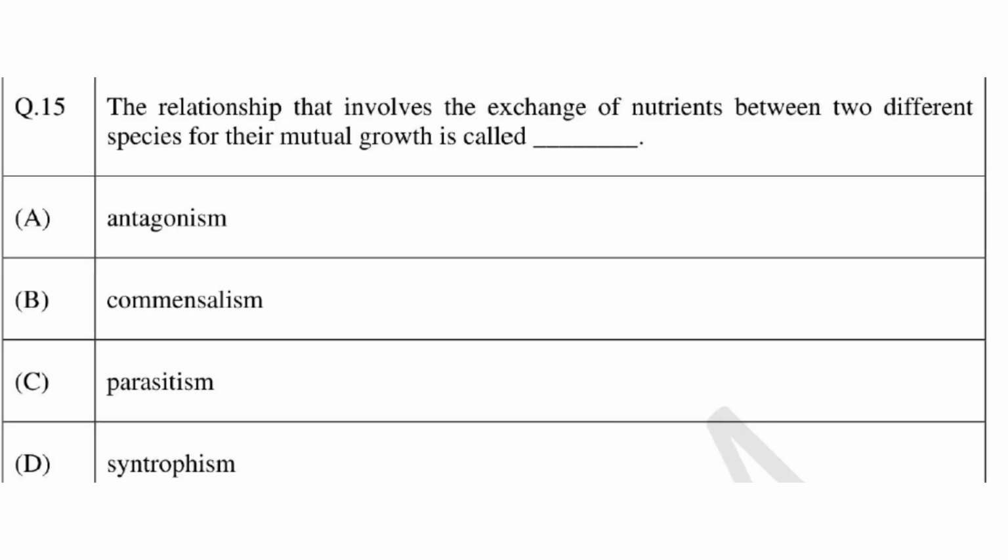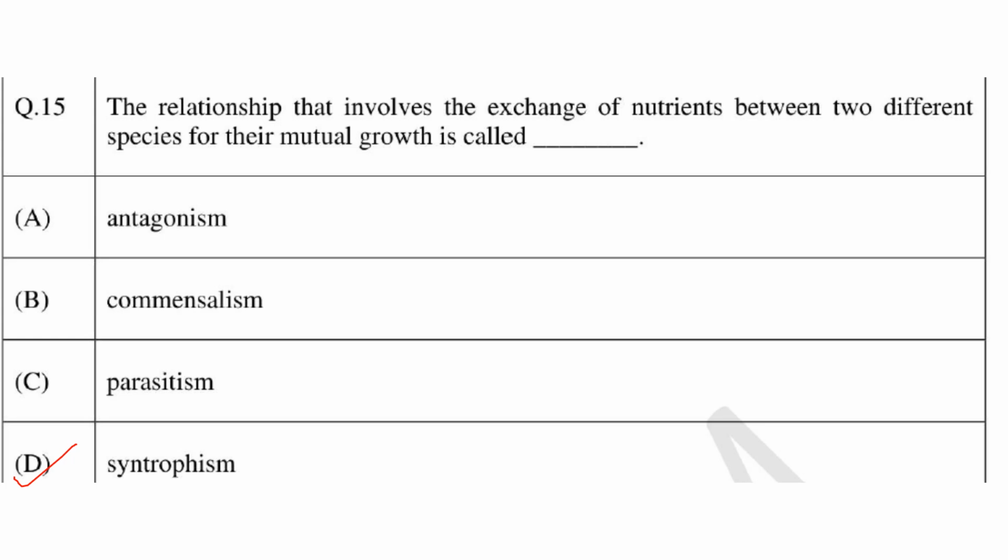Then next one. The relationship that involves the exchange of nutrients between two different species for their mutual growth is called syntrophism. It is also a kind of mutualism. An example of syntrophism for you to understand easily is the relationship between fungi and roots of trees. Here the fungi helps absorb the nutrients and water, and the tree provides carbohydrates. So two different species and there is exchange of nutrients. So it is syntrophism. Now what is antagonism?